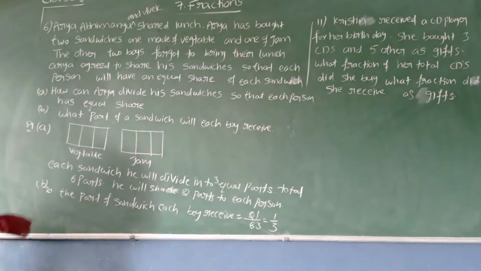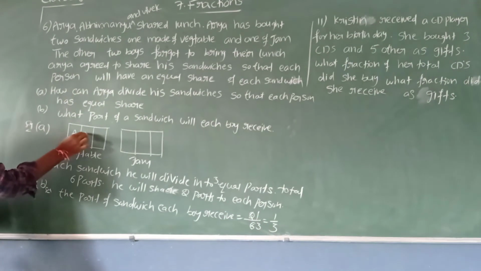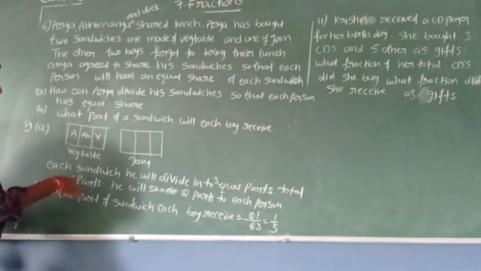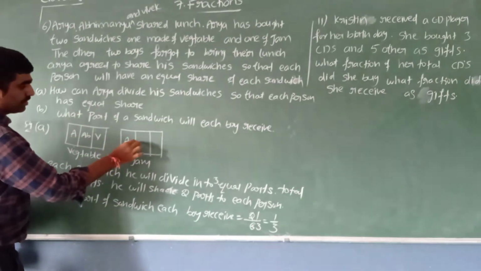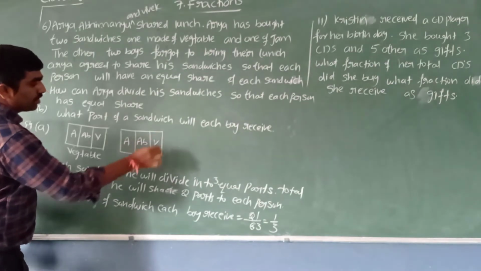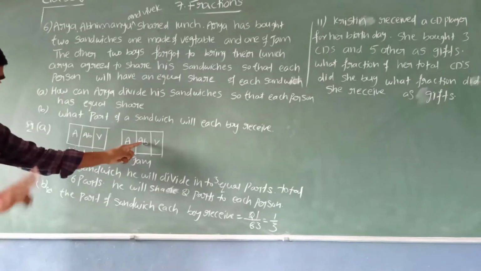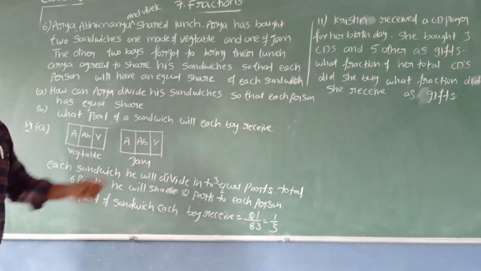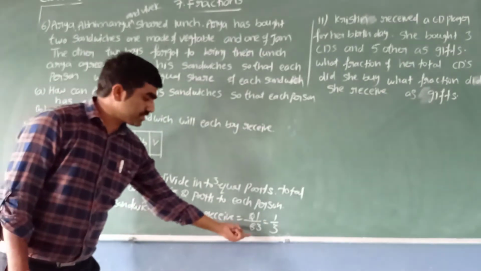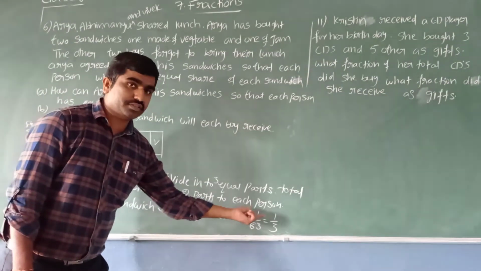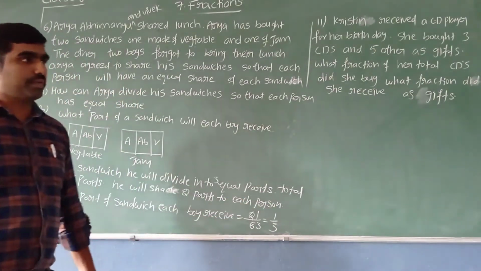Hope it is clear. This I am giving to Arya, beta. This one Abhimanyu, this one Vivek. Similarly, this I am giving to Arya, this to Abhimanyu, this to Vivek. See, Arya will receive 2 pieces, Abhimanyu will receive 2 pieces, Vivek will receive 2 pieces. So out of 6, each boy will receive 2 pieces. You can simplify and see 1/3.